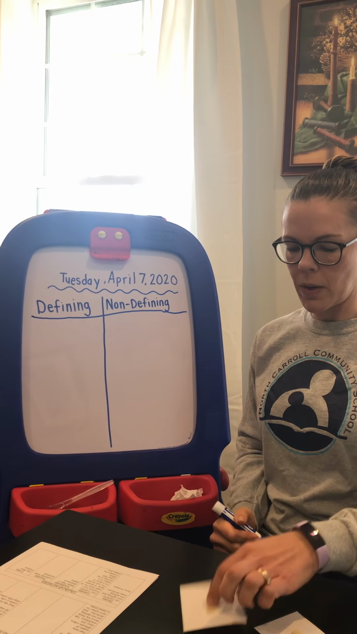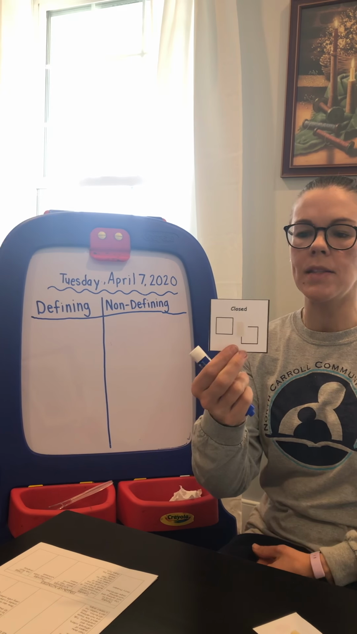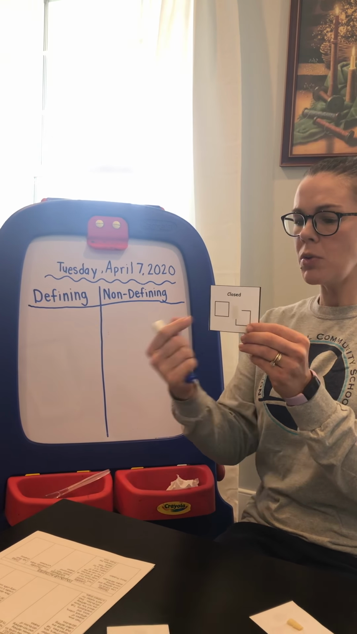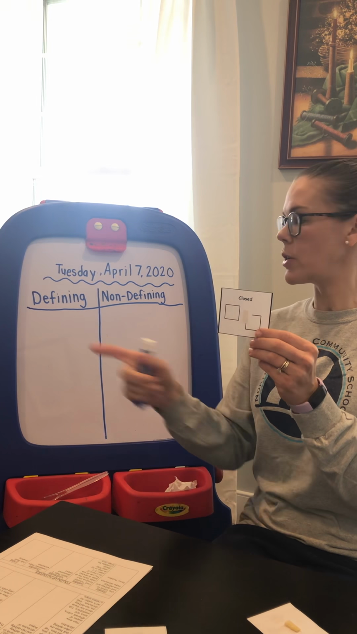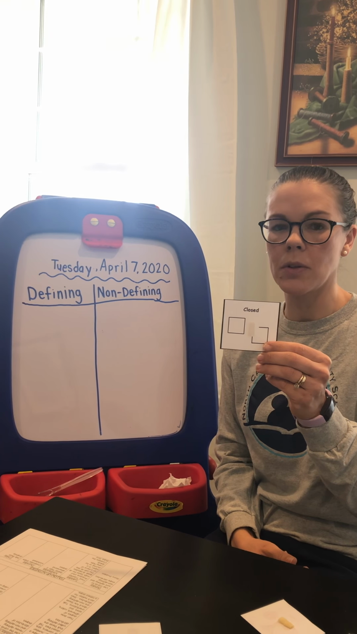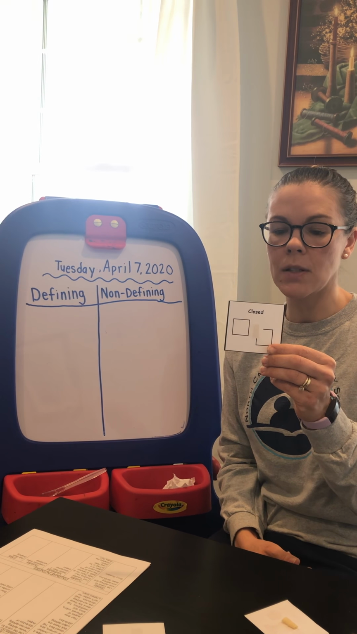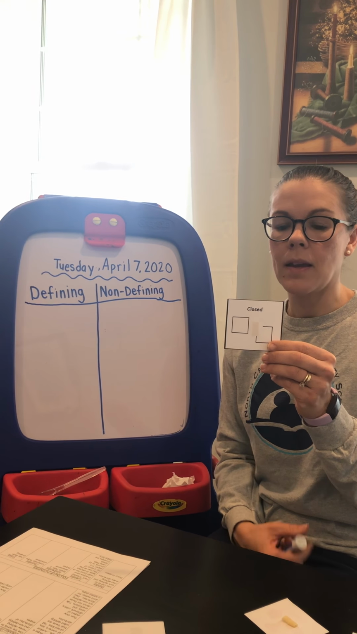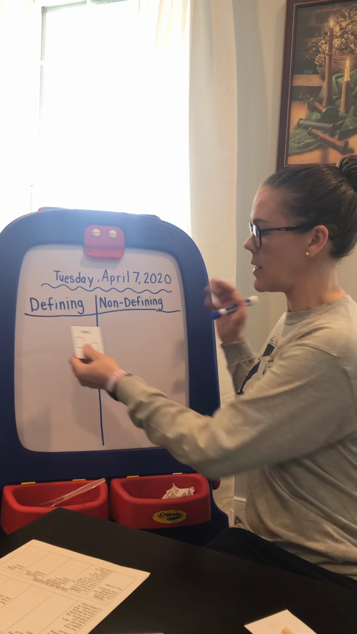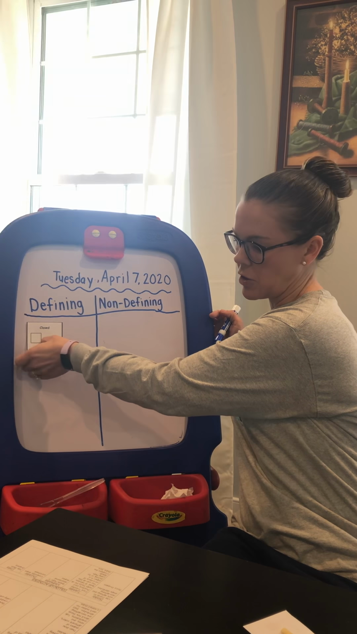So let's look at the first one. The first card I have is closed, okay? Take a guess. Does it matter if it's closed or not, is it a non-defining or a defining attribute for all shapes? In order for a shape to be a shape, they all have to be closed. This is a defining attribute.